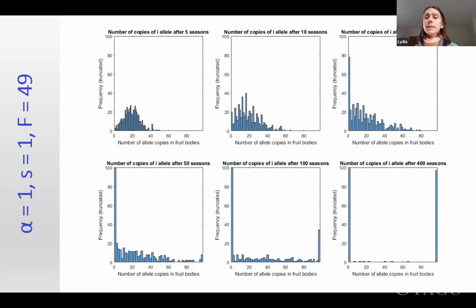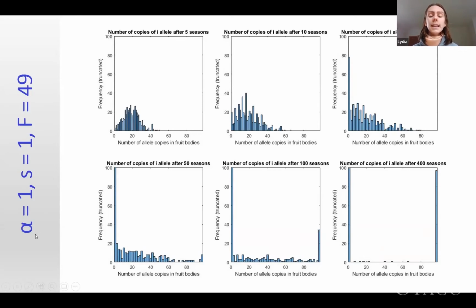These update, and after several seasons I've created 1,000 copies of what's going on. So I'm running the evolution 1,000 times, and so after the first couple of things we've got a bit of variation in the distribution of allele frequencies in our fruit bodies, and through time this kind of spreads out. We start seeing that some get stuck, the allele dies out, and that increases through time, and then eventually some of them start getting fixed. So this goes on.